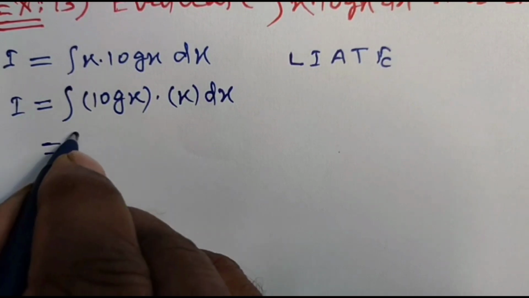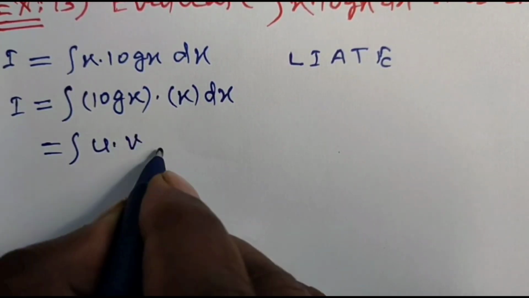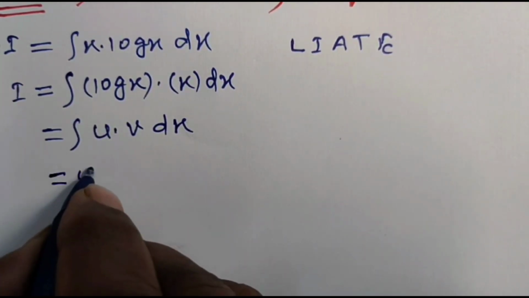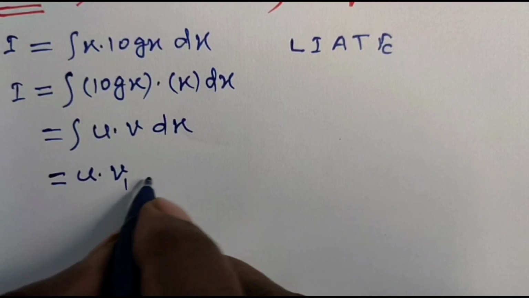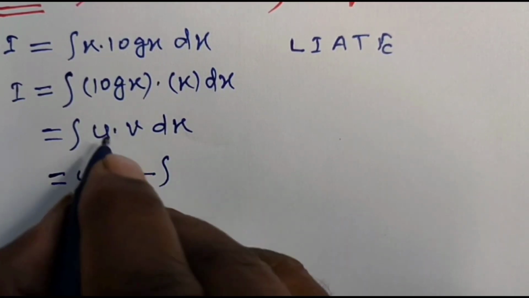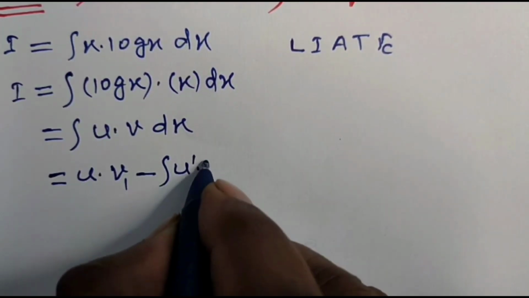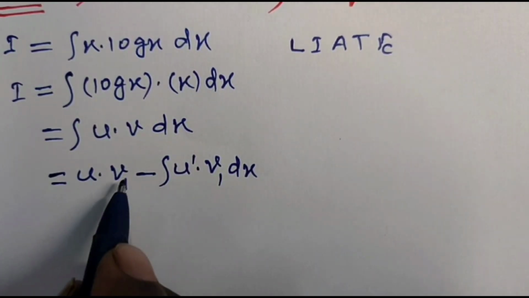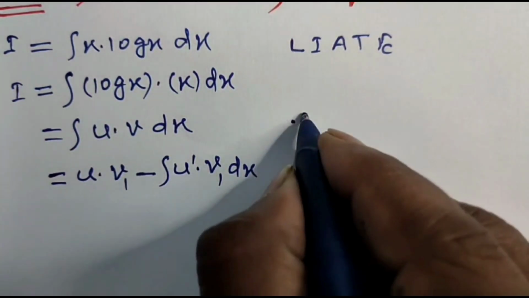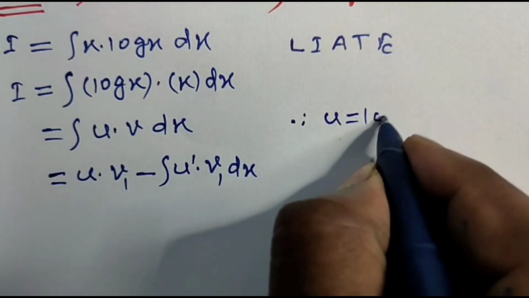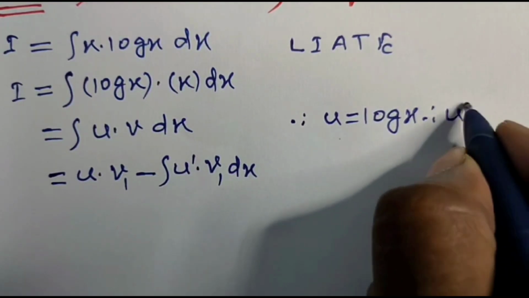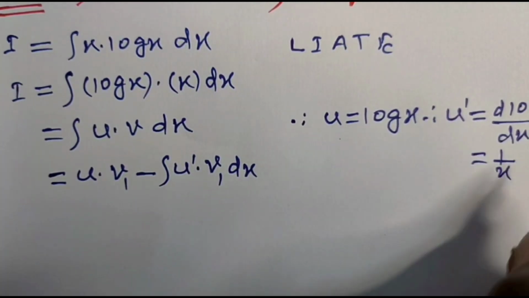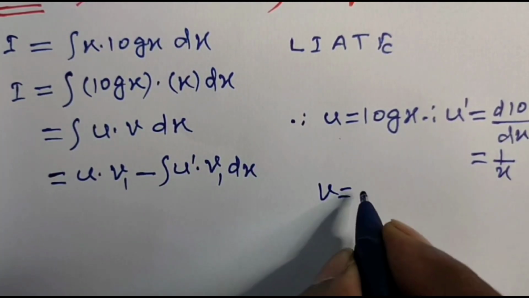This is equal to integral of u into v, integral with respect to x. But by parts method formula is first function as it is, integral of second function minus integral of derivative of first function into integral of second function, integral with respect to x. We want v1 and u dash. u is equal to log x. Hence u dash is equal to derivative of log x, and this is equal to what? 1 upon x. Then v is equal to x.